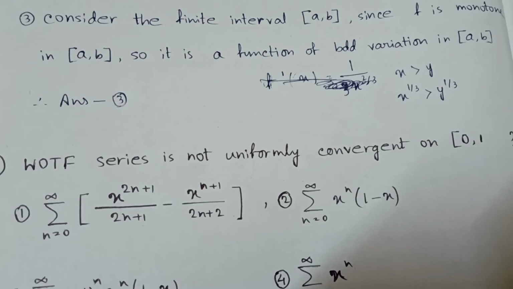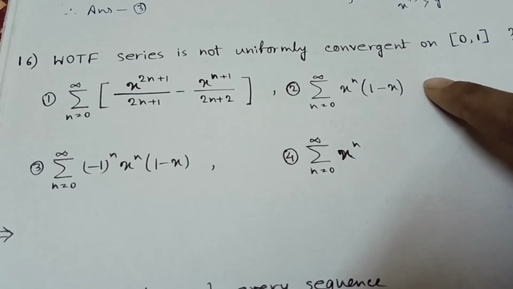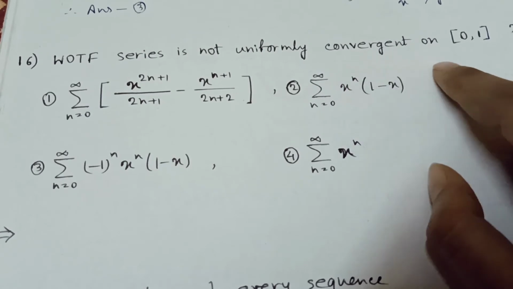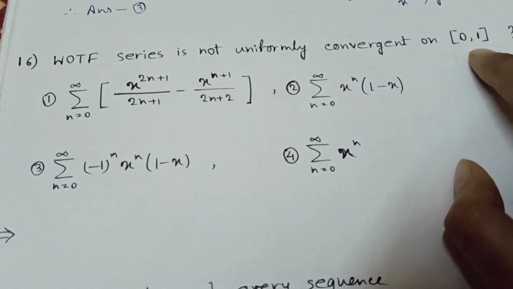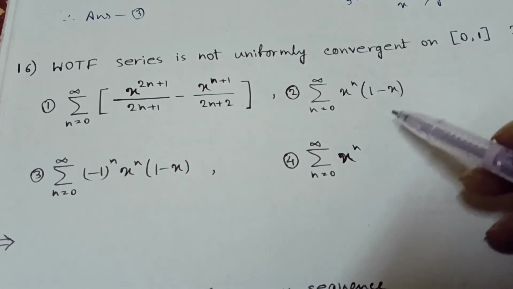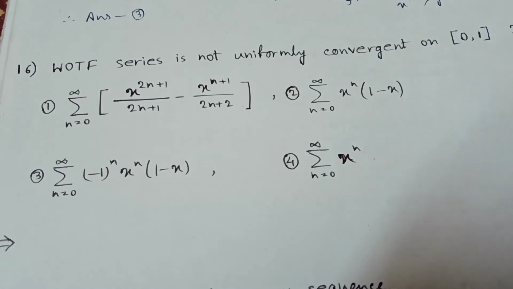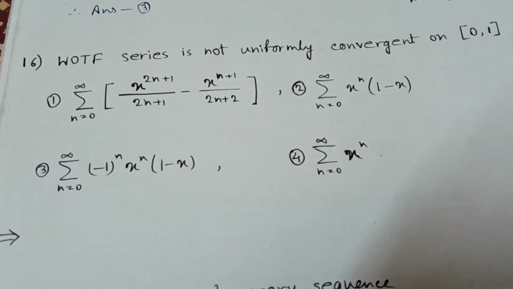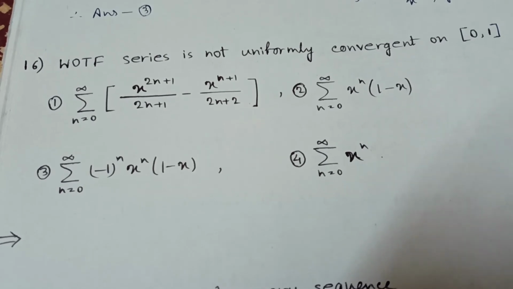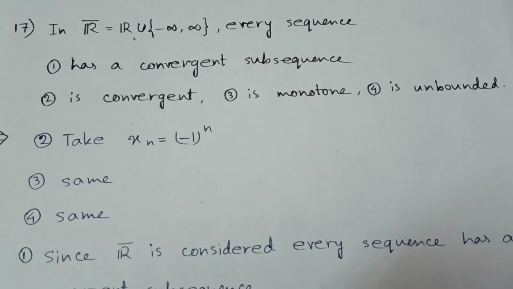Now let's go to the next question. I will intentionally leave this question because this question says: which of the following series is not uniformly convergent on this interval, closed 0 to 1? But these two options, option 2 and 4, both are not uniformly convergent in this interval. So I think there is some problem in this question because there are more than one options correct. Okay, so let's jump to the next question.